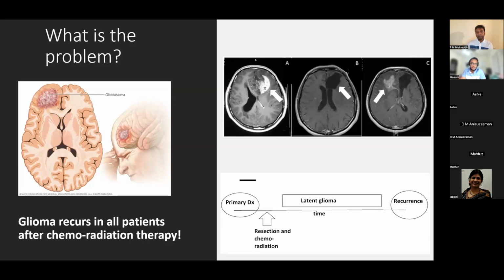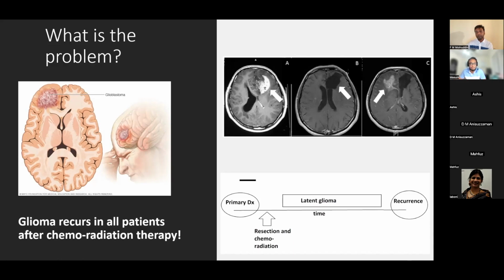If you look at the MRI scans, the far left scan shows the primary diagnosis of the glioblastoma, and the middle picture shows that we took this tumor out, but unfortunately this tumor is very, very infiltrative. So whatever you do, it's impossible to take all of the tumor cells out of the brain. That's why we have to radiate the brain and provide some chemotherapeutics to stop the tumor cell growth.